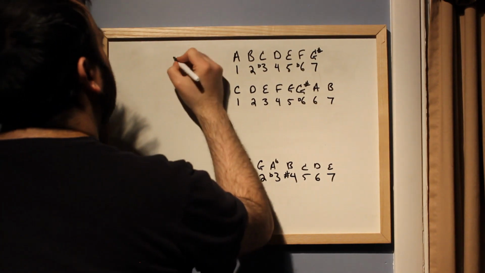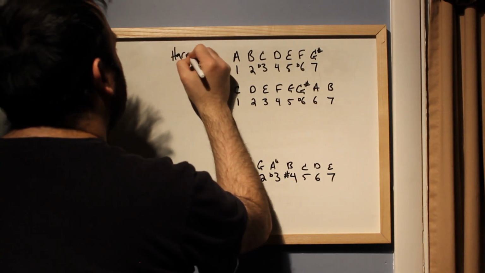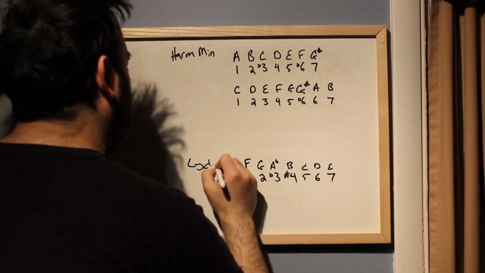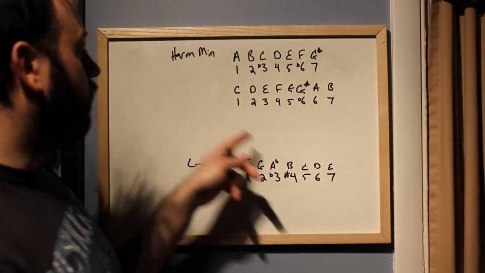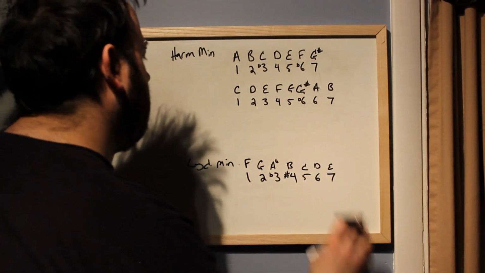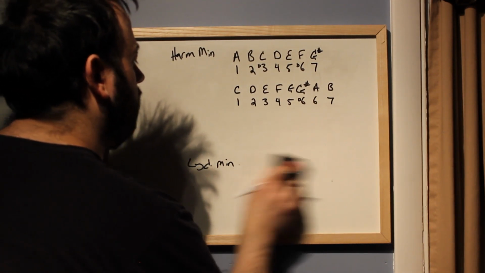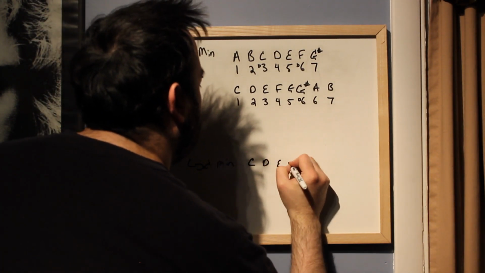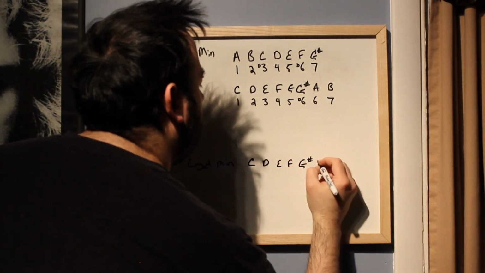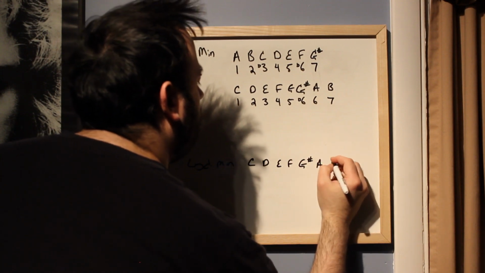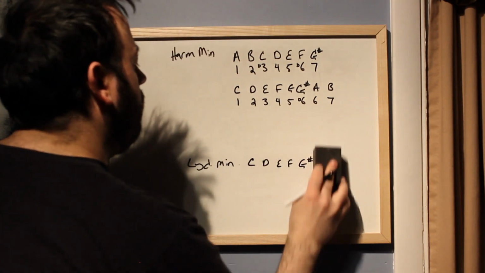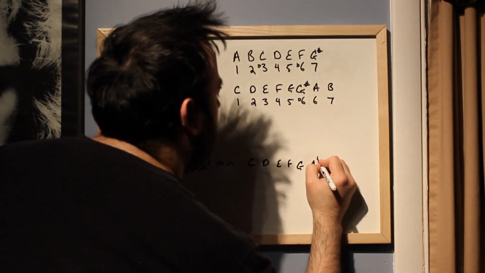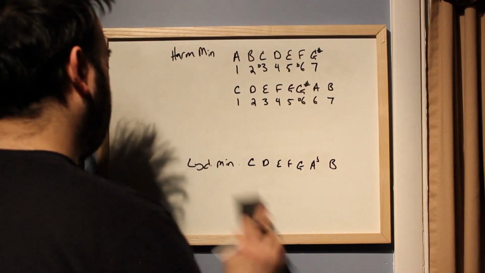I'm going to really just remove these symbols here, and I'm just going to start calling them harmonic minor. This is the harmonic minor one, and then this was our Lydian minor. Now if we rearrange the notes and start on C, we have C, D, E, F, G sharp, A, we needed a G, and then an A flat, then a B.